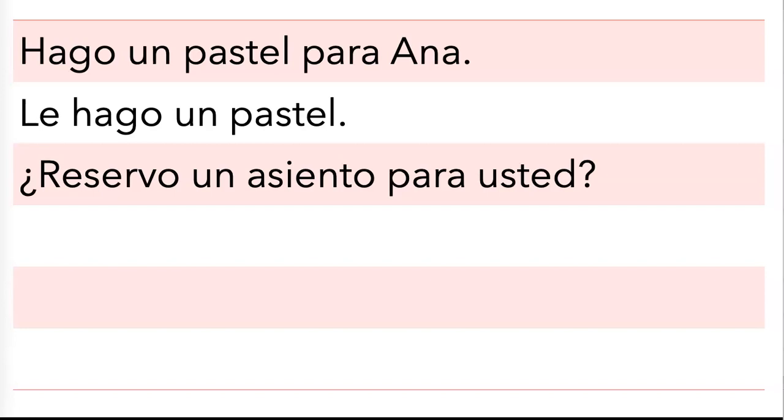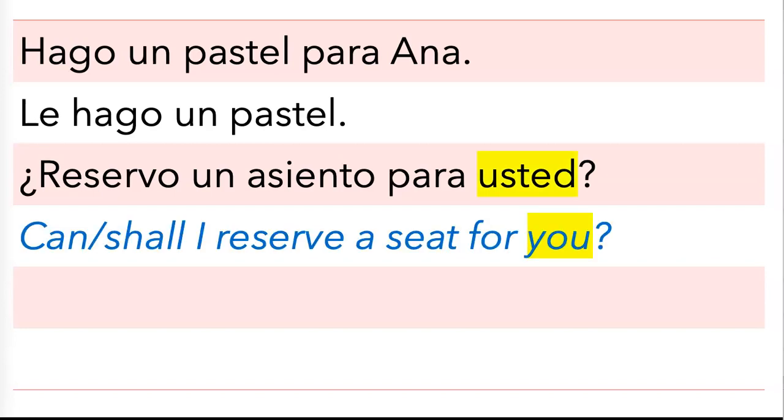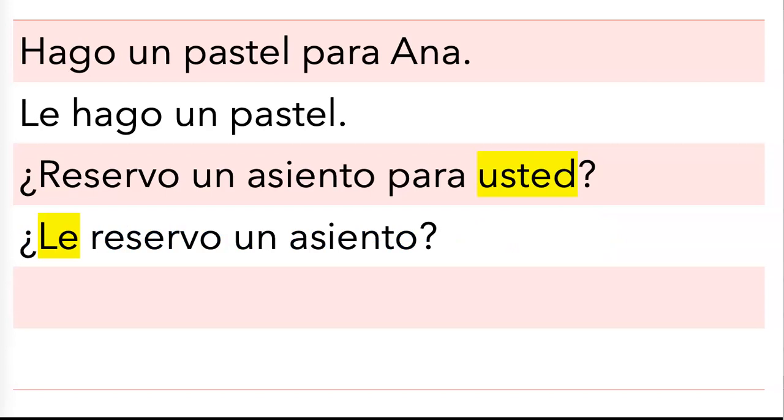Reservo un asiento para usted. And asiento is a vocab word for this module. Go ahead and translate it. Can or shall I reserve a seat for you? And we're being polite because we're using usted. Now let's go ahead and replace usted with the object pronoun. Le reservo un asiento.